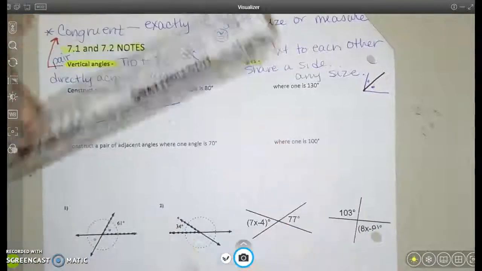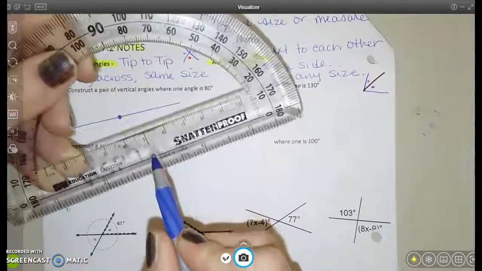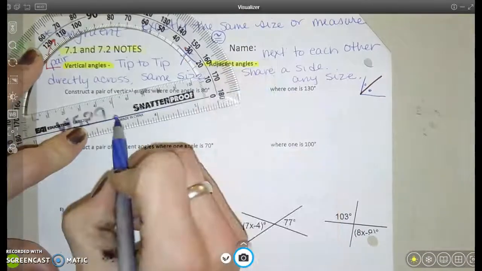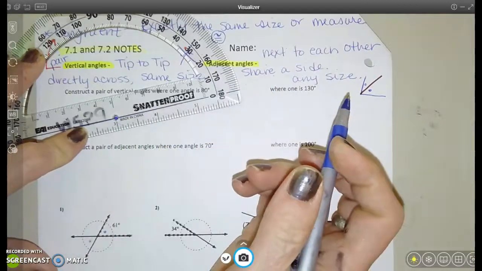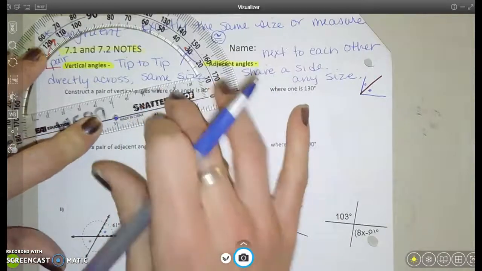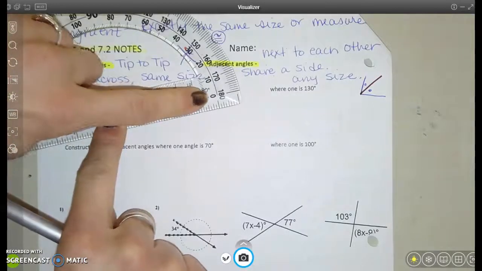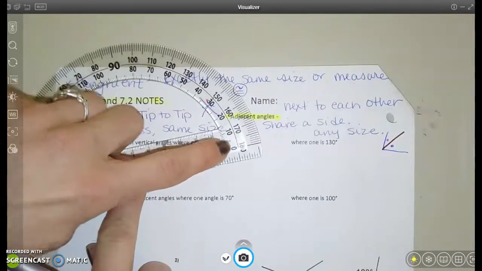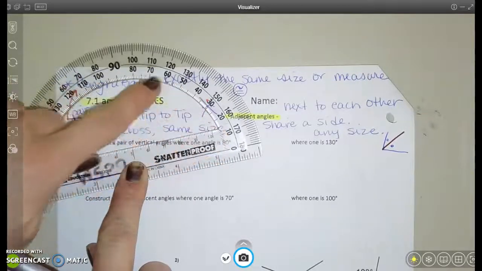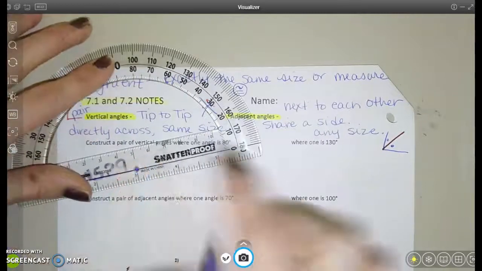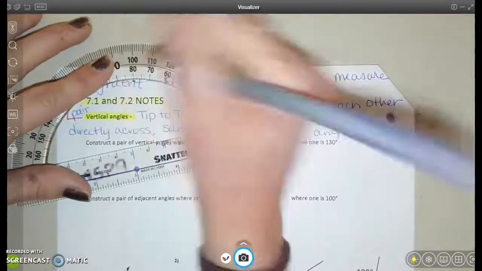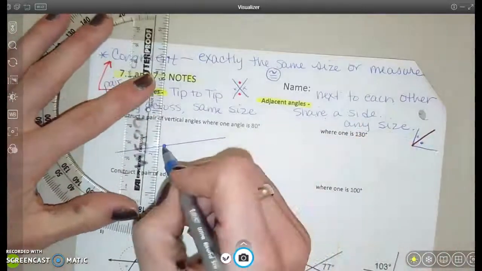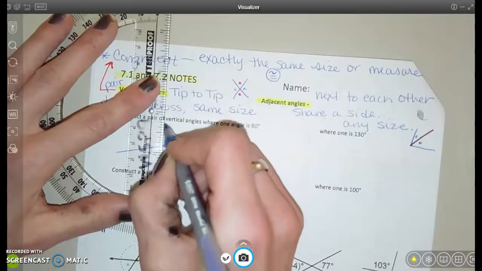I take the hole of my protractor, right here where my pen is, and I line that up with my vertex. And the line on my protractor and the line on the paper overlap. And I find 80 degrees. Well, decide which way you want your angle to open. I have a little bit more room this way. I'm gonna move it down here. So I'm gonna start at 0, 10, 20, 30, 40, 50, 60, 70, 80 would be here. And I just make a mark on my paper. Okay? And then I pick my protractor back up and use the ruler side to connect my vertex and that dot I just made.